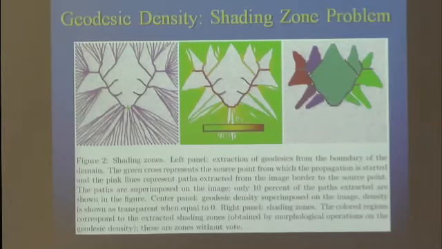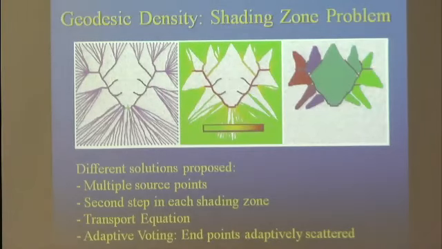So in order to solve this shading zone problem, we propose different ways, but one way is to consider different source points. So instead of using only one start point, you may consider different source points for which the shading zones will be different. Or you may consider the shading zone, and in each shading zone we make a second step, but this is rather complicated.